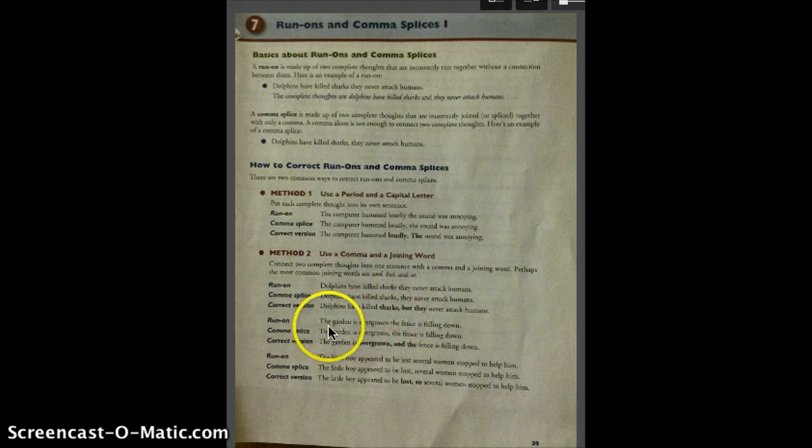Here's another example of a run-on and comma splice. The garden is overgrown. The fence is falling down. Comma splice. The garden is overgrown, comma, the fence is falling down. Correctly written, the garden is overgrown, comma, and the fence is falling down. Another example of a run-on and comma splice follows. The little boy appeared to be lost. Several women stopped to help him. Or, the little boy appeared to be lost, comma, several women stopped to help him. Correctly written, the sentence could be written in this way. The little boy appeared to be lost, comma, so several women stopped to help him.